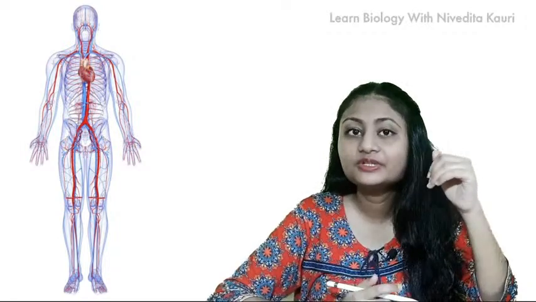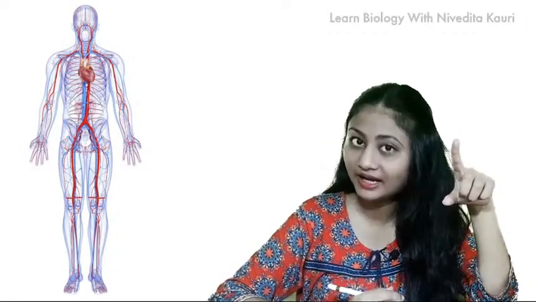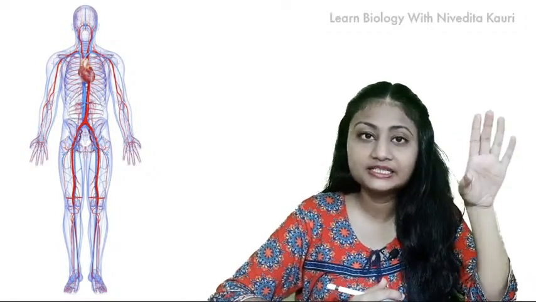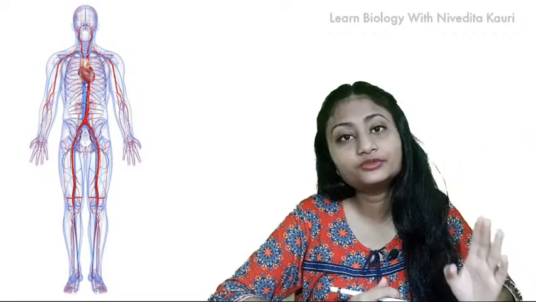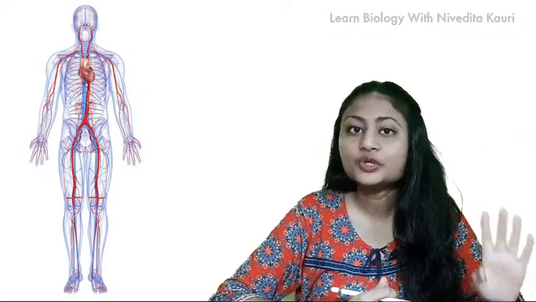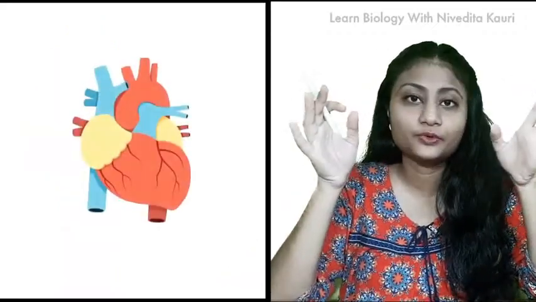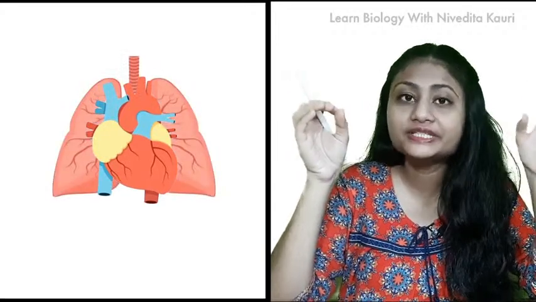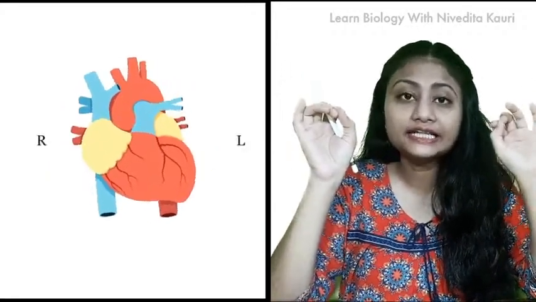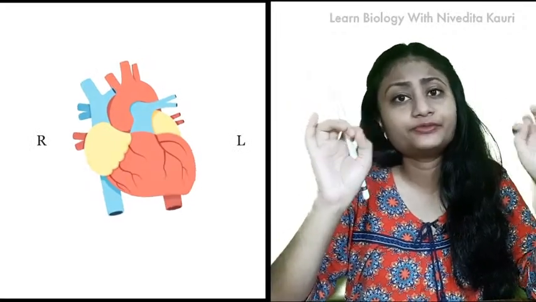The blood vascular system is made up of blood vessels and heart. Discussion of blood is already done. I have covered this in my first episode. You can watch that video. So I am starting with heart. Heart is a muscular pump which is located in the thoracic cavity in between two lungs, and the heart is slightly tilted towards the left side.